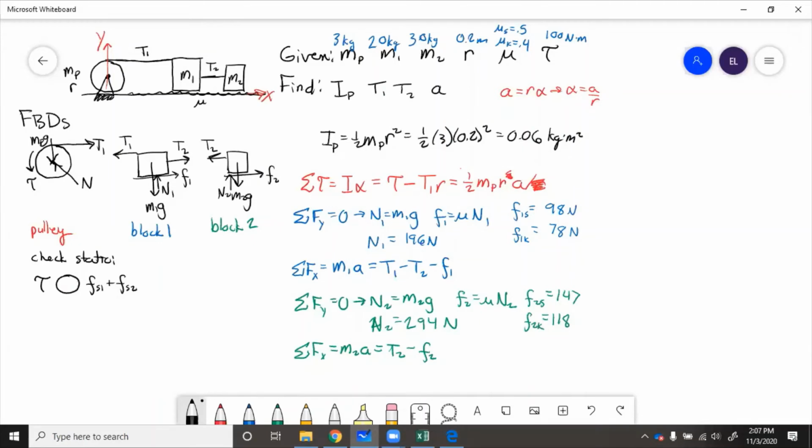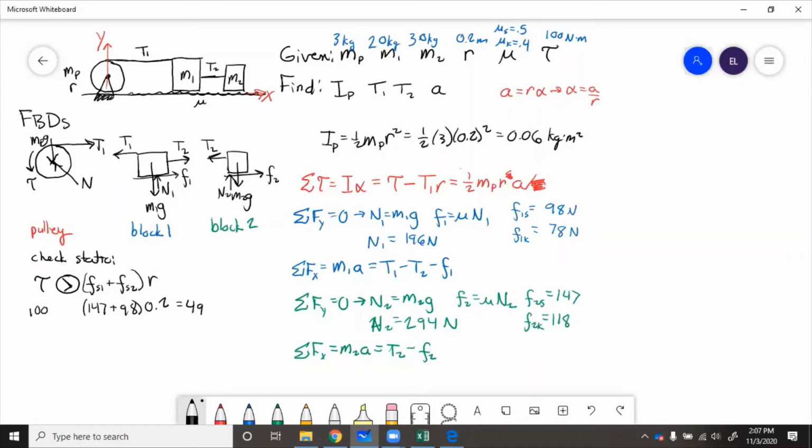So comparing that, we see 100 was given in the problem for torque. And then we check, we add these static ones together, but this is a torque, this is a force, so we multiply by the radius. So that's going to be 147 plus 98 times 0.2, which equals 49. 100 is greater than 49, so the motor is strong enough to pull the blocks. So now we've just got to solve these 3 different equations for the 3 different variables.